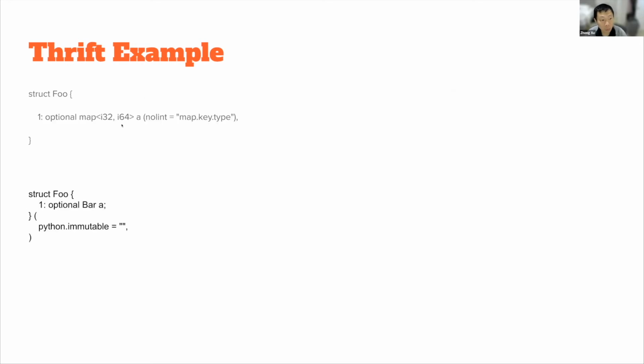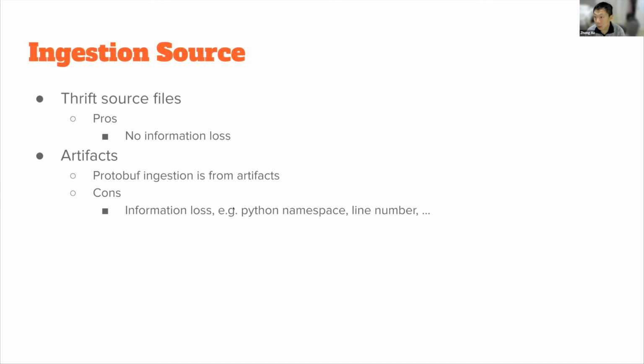We also support annotations at the column level. For example, this is struct Foo. It has one column, and nolink is the annotation. We also support struct level annotations. For example, this struct Foo has a Python immutable annotation. So we considered, can we ingest the Thrift into DataHub?